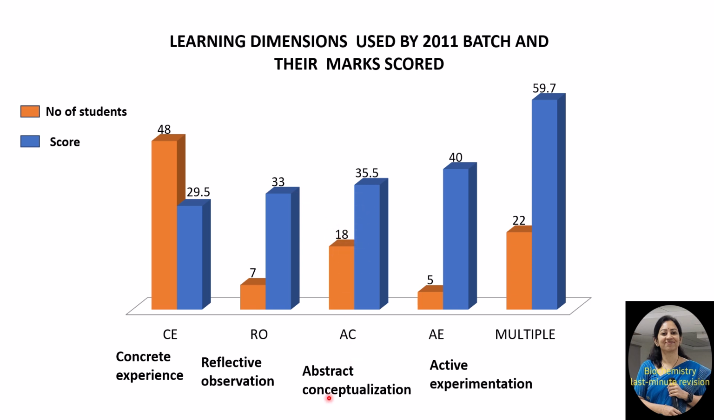18 percent of the students were in the third stage, that is abstract conceptualization. They were having their own concepts, and their score was around 36 out of 75. For active experimentation, there were only 5% of the students and their score was 40. Now just check out this part. 22% of the students were going through repetitive cycles of the learning process, from concrete experience to reflective observation, followed by abstract conceptualization and active experimentation, and their score was around 60 out of 75.